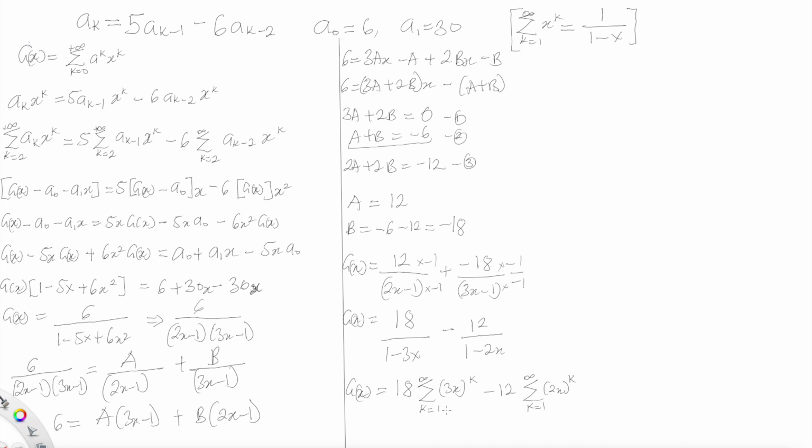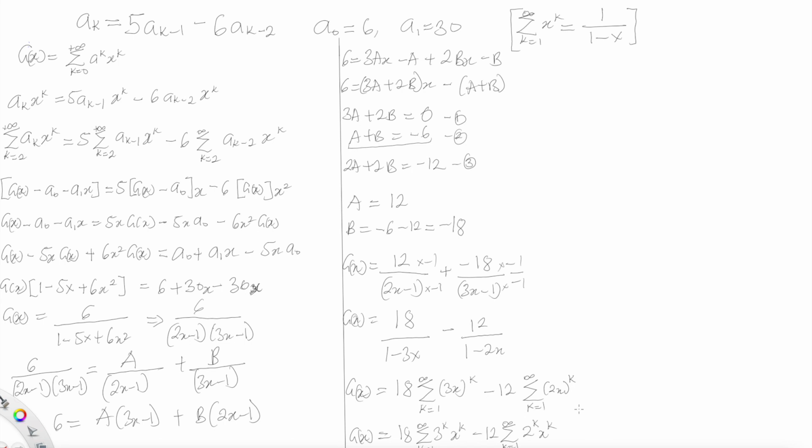So we could then expand. G of x equals 18 sum of k equals 1 to infinity of 3 exponent k x exponent k, minus 12 sum from k equals 1 to infinity of 2 exponent k x exponent k. So from now on it's just purely algebra.